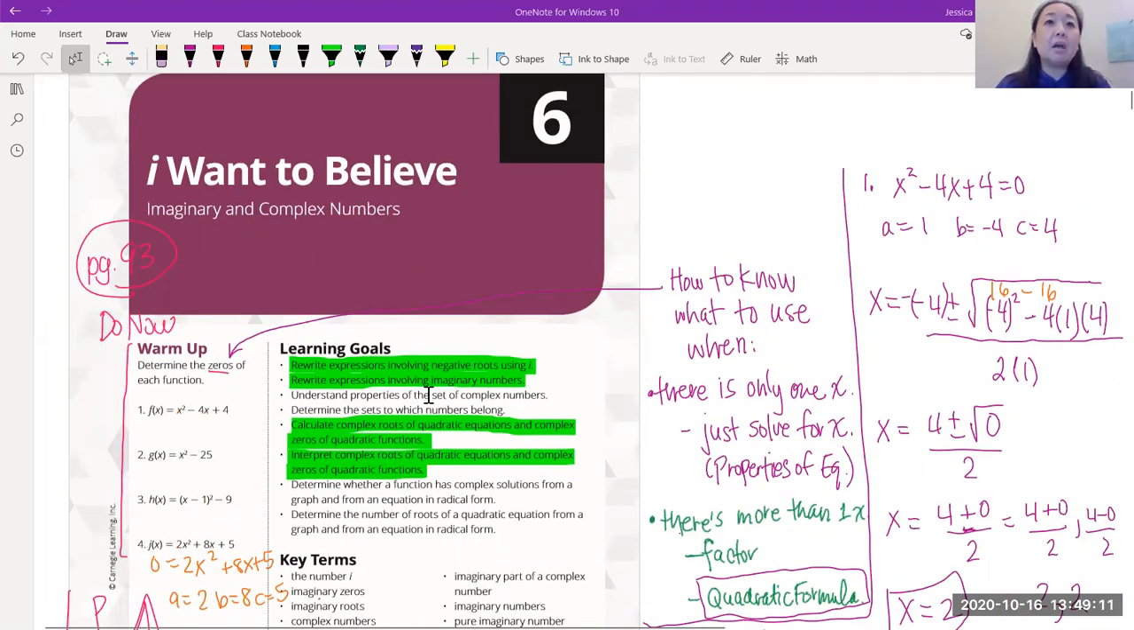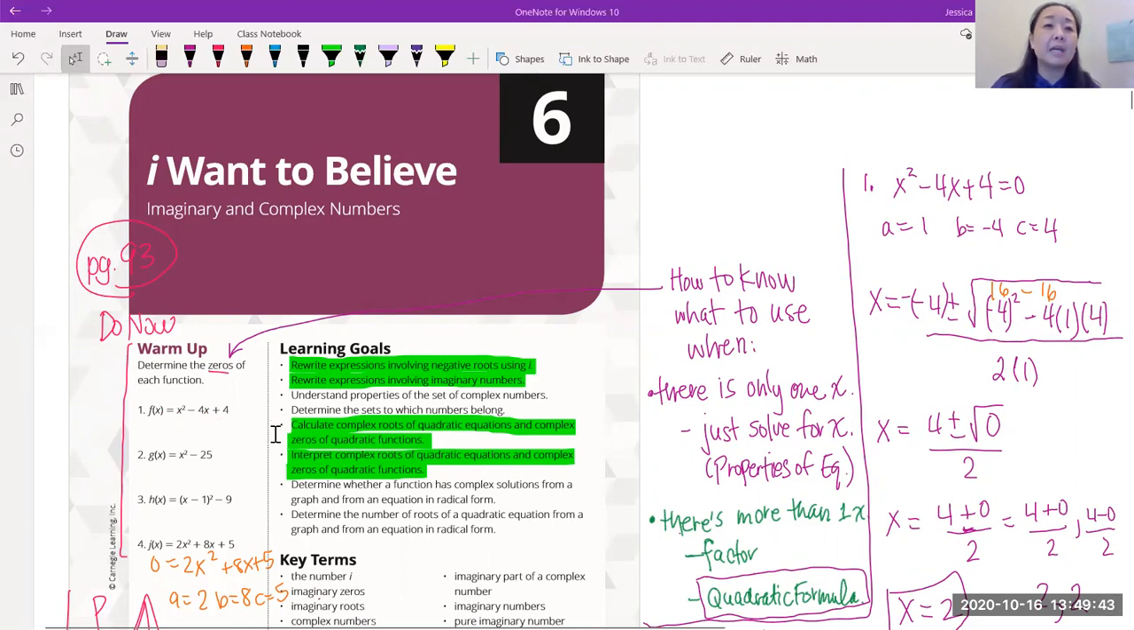So the learning goals today are: rewrite expressions involving negative roots using i, rewriting expressions involving imaginary numbers, right? We talked about that before on the last lesson. Calculate complex roots of quadratic equations and complex zeros of quadratic functions, and interpret complex roots of quadratic equations and complex zeros of quadratic functions. That seems like a lot. Oh, we're also going to be looking a little bit at doing some operations with complex numbers, as well as some graphing as promised from before.